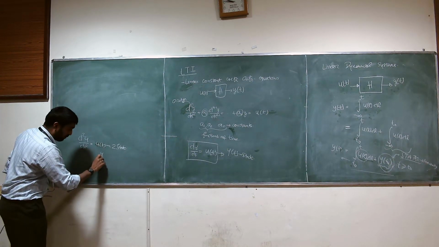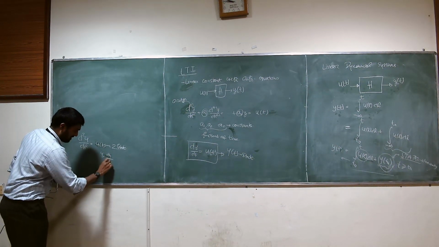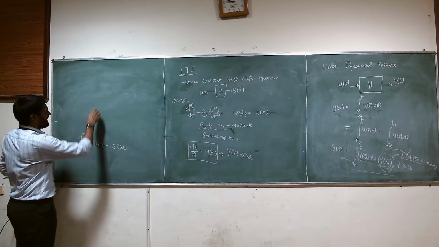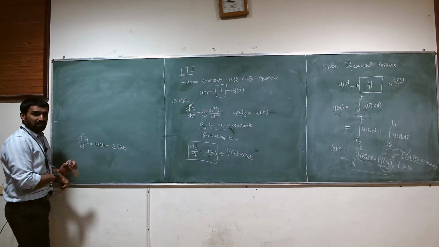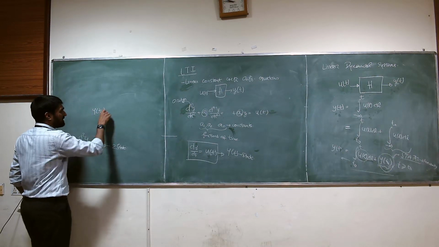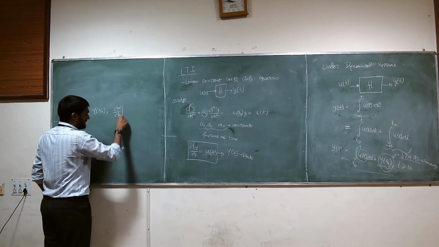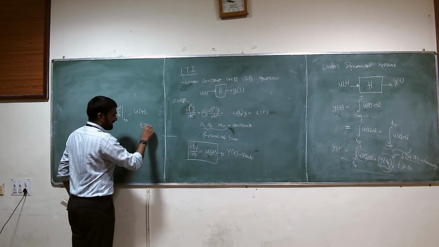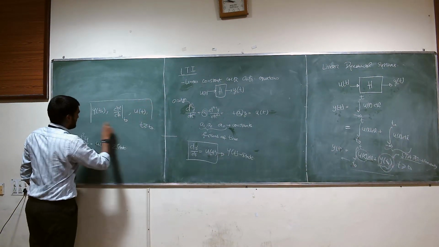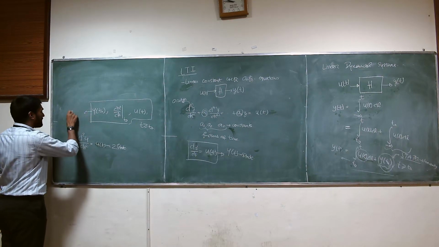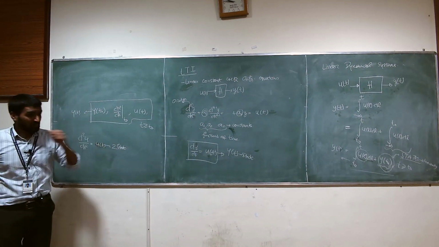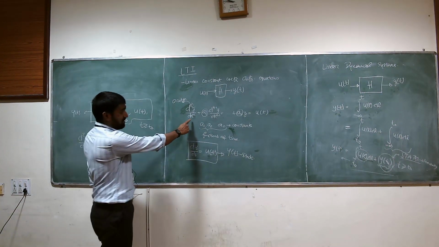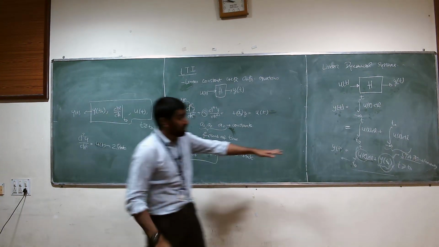Two possible states here are simply y and dy by dt. If you know these two at some time, for example, now if we got interested in the system at time t naught, and you know y of t naught, and you know dy by dt at t naught, and you know the input u of t for all t greater than or equal to t naught, then with these three pieces of information, you can compute y of t for any time greater than t naught.